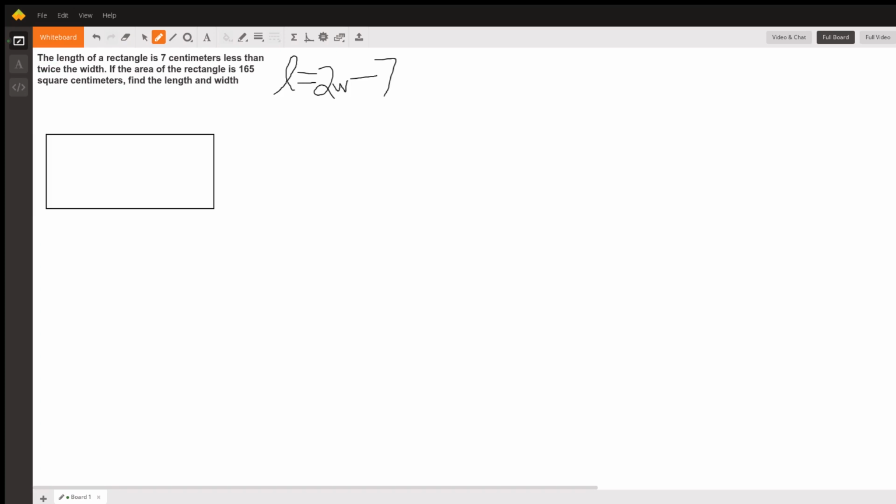The next sentence says if the area of the rectangle is 165 square centimeters. So that means A, area, equals 165 square centimeters. Find the length and width. Okay, so before I get started on actually finding it, let's label my rectangle. Length equals 2W minus 7. We don't know width, so we'll just call it W.